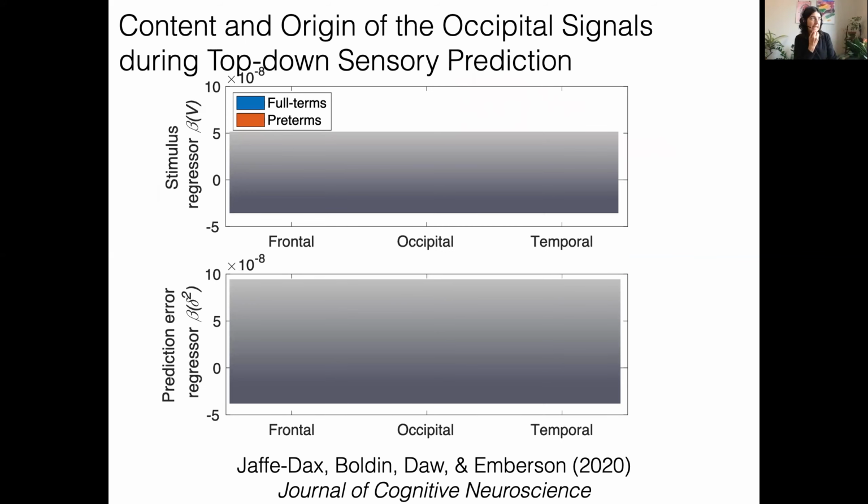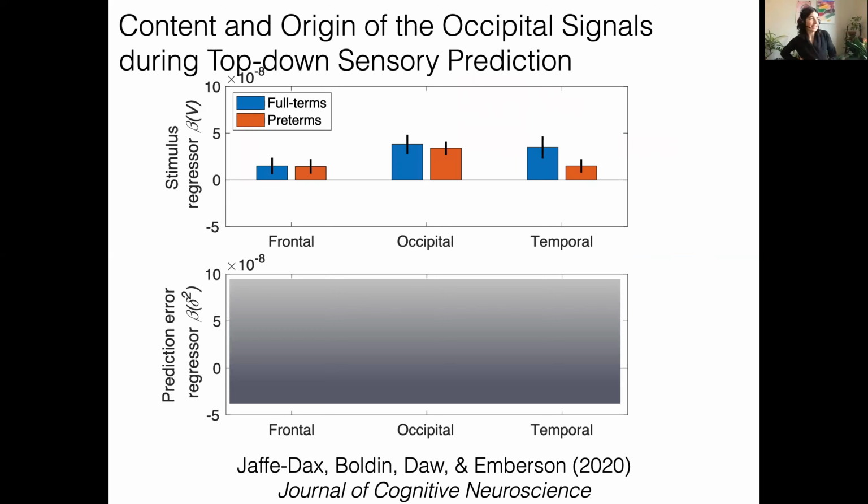So this is what we see. On the top is the stimulus regressor. And now we have the 2 colors, confusingly being full terms and preterms, and our regions of interest along the horizontal axis. What you see here is that we get differential responses when the visual event shows up versus when it doesn't. That is to be expected, right? Incidentally, you see it strongest in the occipital lobe, but you see it everywhere. We need these contrasts to be able to show more specific effects. If you simply look at what parts of the brain respond to a stimulus, in general, the brain is responding to new stimuli. But crucially, for the prediction error, where do we see it?